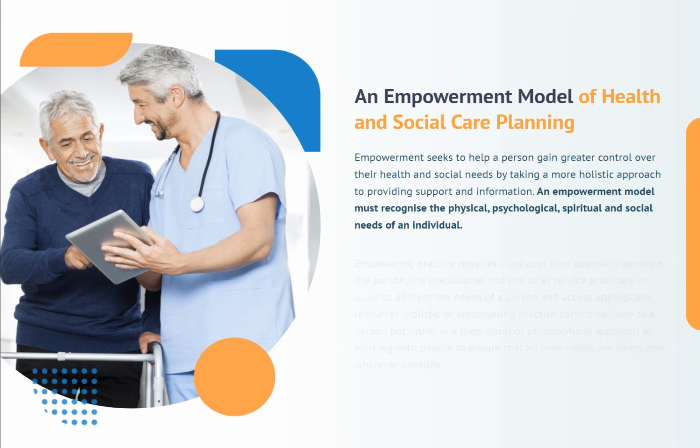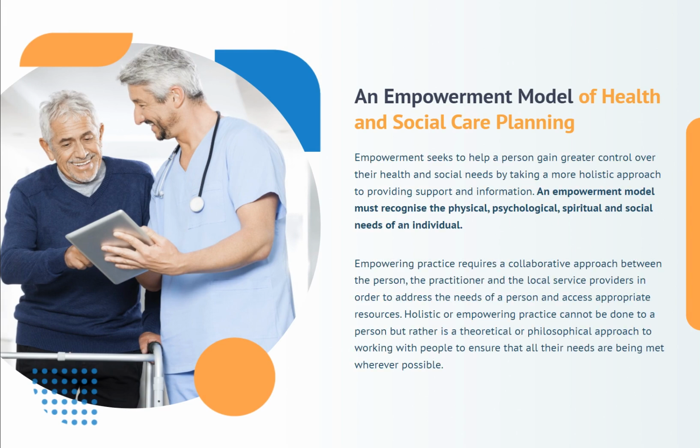An empowerment model of health and social care planning. Empowerment seeks to help a person gain greater control over their health and social needs by taking a more holistic approach to providing support and information. An empowerment model must recognize the physical, psychological, spiritual and social needs of an individual.